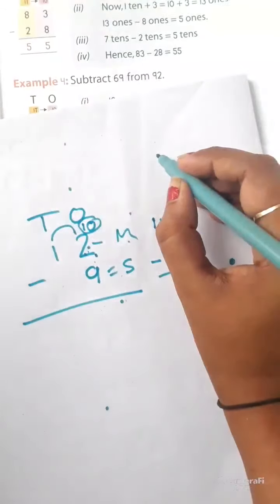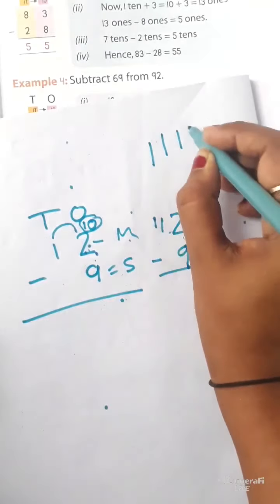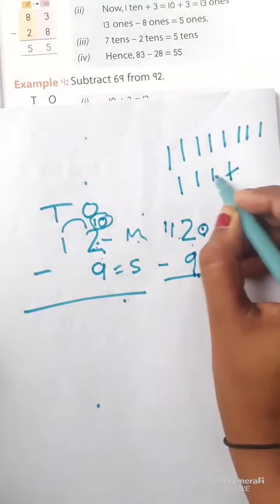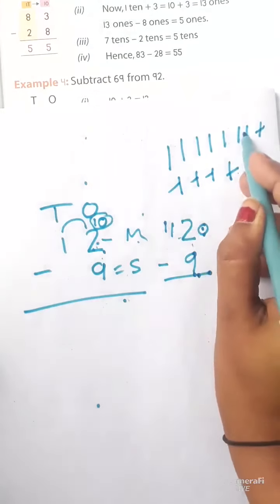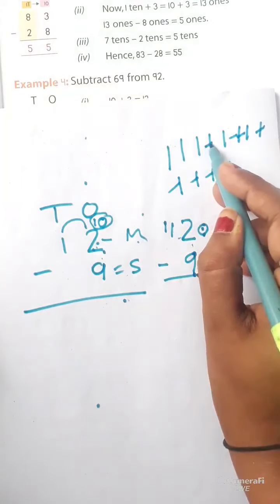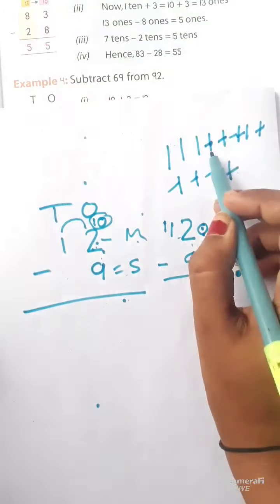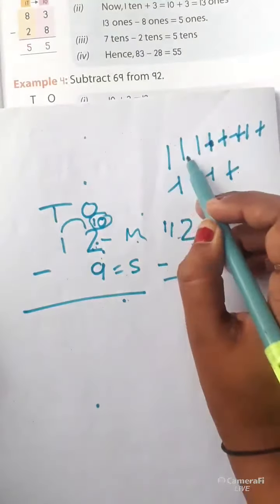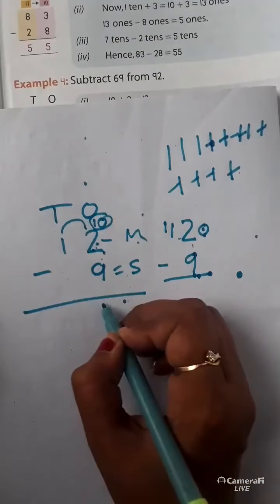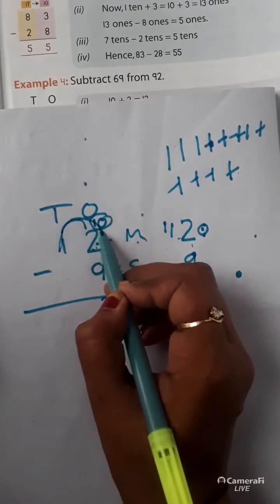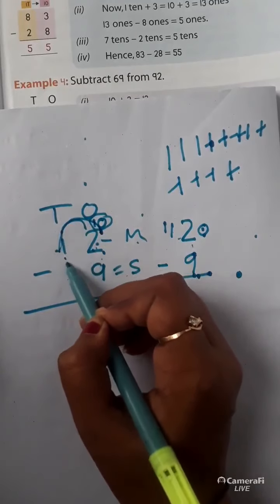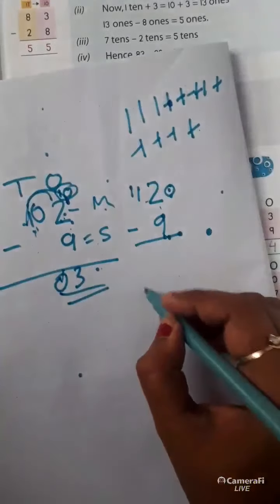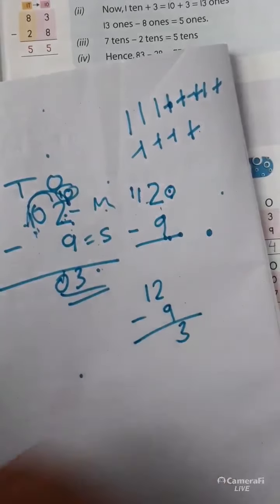So 12 ones, if you want to see it like this, 1 2 3 4 5 6 7 8 9 10 11 and 12, minus 9, 1 2 3 4 5 6 7 8 and 9. Okay, this one I have subtracted, means 9 I have subtracted. Now how much left? 1 2 3. Yes, here 3, and as I have borrowed 10 from here, so here in the tens place it will be 0. 0 will be 0. So the 12 minus 9 will be 3 only.